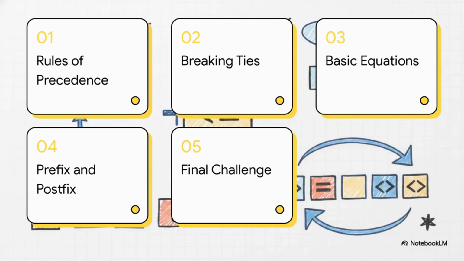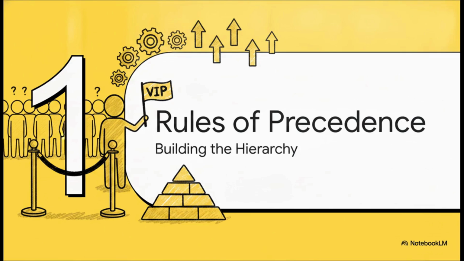Here's our quick agenda for today. 1. The rules of precedence. 2. Breaking ties with associativity. 3. Solving basic equations. 4. Advanced prefix and postfix. And 5. The final challenge. All right, let's jump right into Section 1, the rules of precedence, building the visual hierarchy.